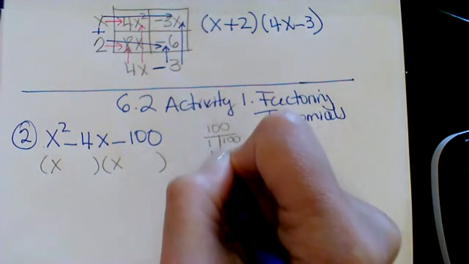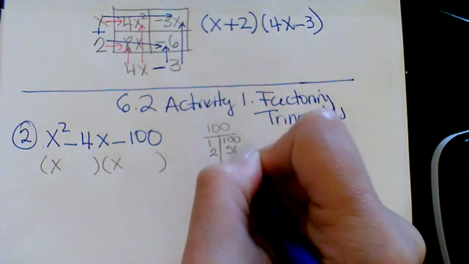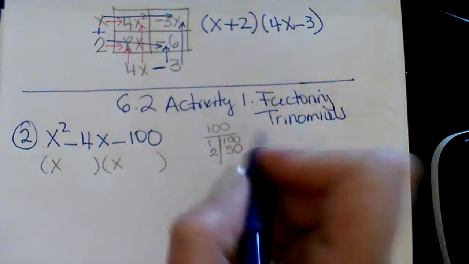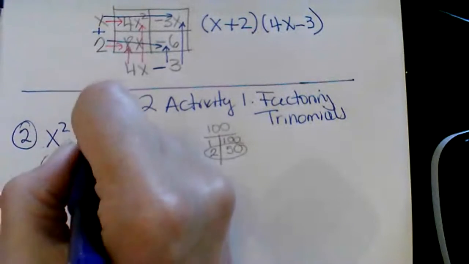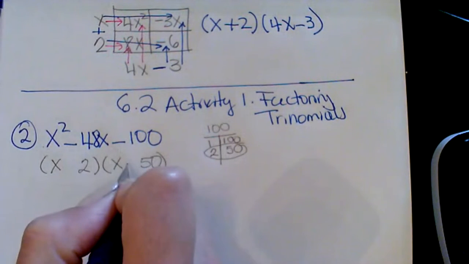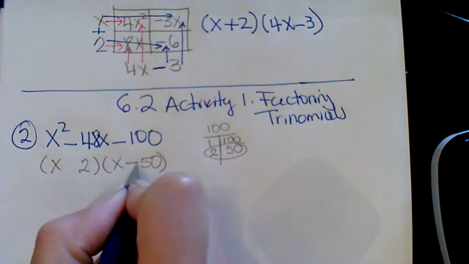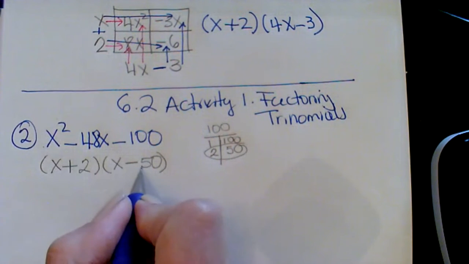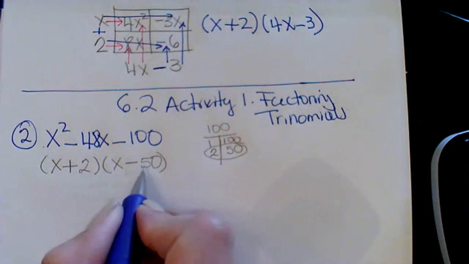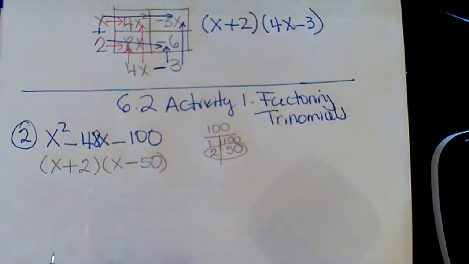1 times 100. 2 times what? 2 times 50 will give me 100. And 2 and 50, I could get the 48 from here. So I know it's going to be 2 and 50. I forgot, oh my goodness. Look at here, 48. So it needs to be negative. So the 50 is the one that is going to be negative. Negative 50 plus 2 is negative 48. And if I multiply positive 2 times negative 50, it will give me a negative 100.